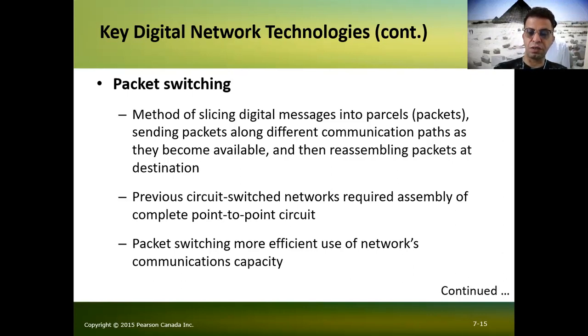The previous circuit-switched network required completing a point-to-point circuit, and this is how they discovered the network, because there was a professor in San Francisco who wanted to communicate with his wife in the next office, so he connected the two PCs to communicate. So it's a point-to-point circuit. Packet switching is a more efficient use of network communication capacity because the message is cut into small pieces and sent through any network that's available, instead of hogging the whole network for two PCs, and from there it gets collected.